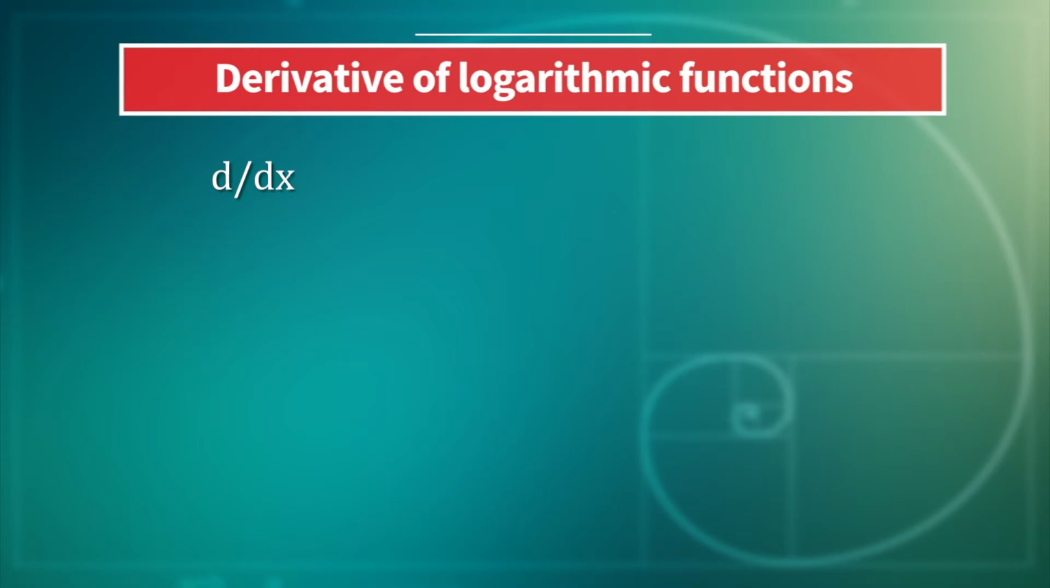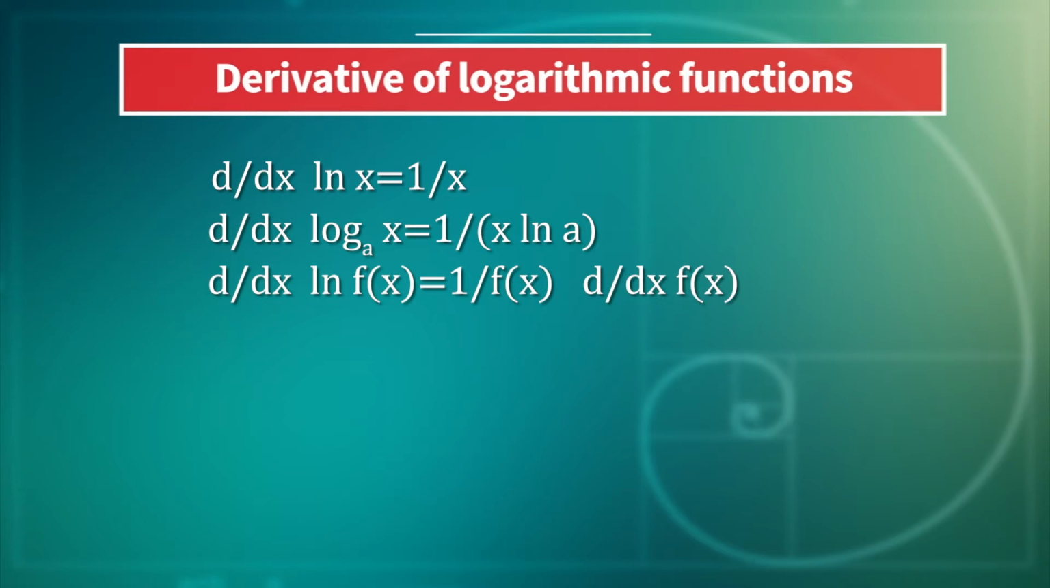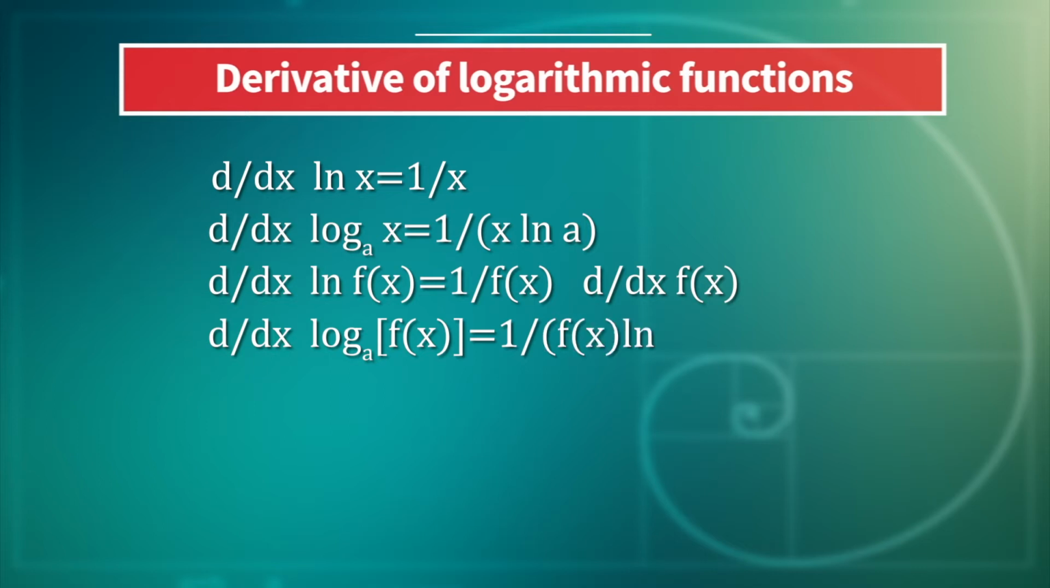d by dx of ln x is equal to 1 upon x. d by dx of log x to the base a is equal to 1 upon x ln a. d by dx of ln f(x) is equal to 1 upon f(x) into d by dx of f(x). d by dx of log of f(x) to the base a is equal to 1 upon f(x) ln a into d by dx of f(x).